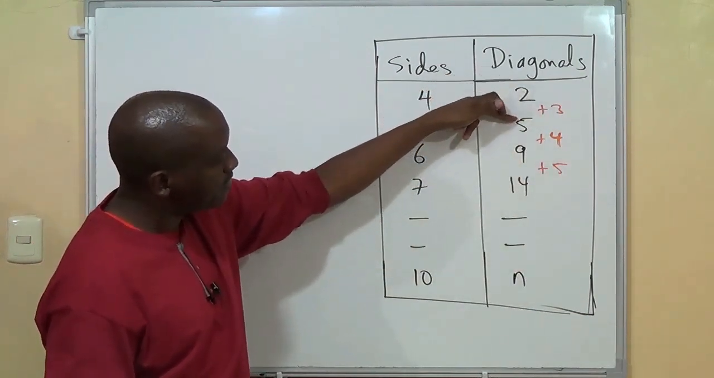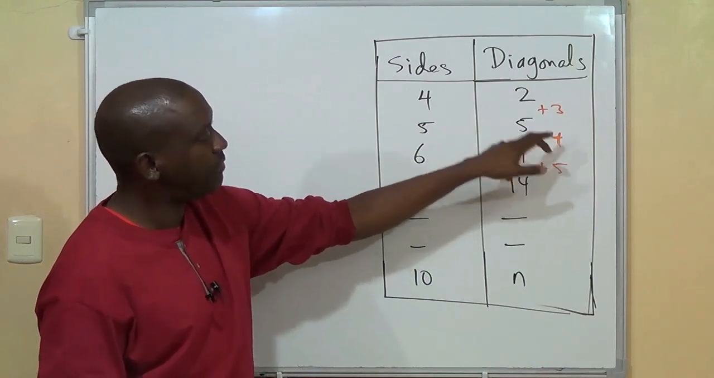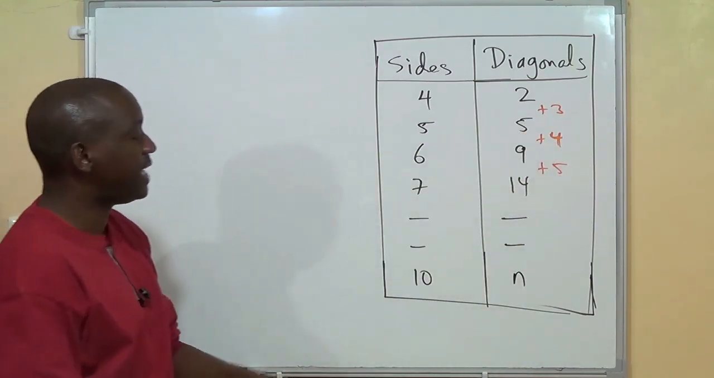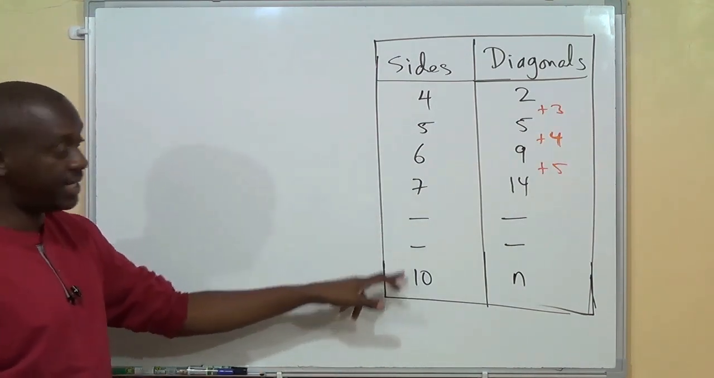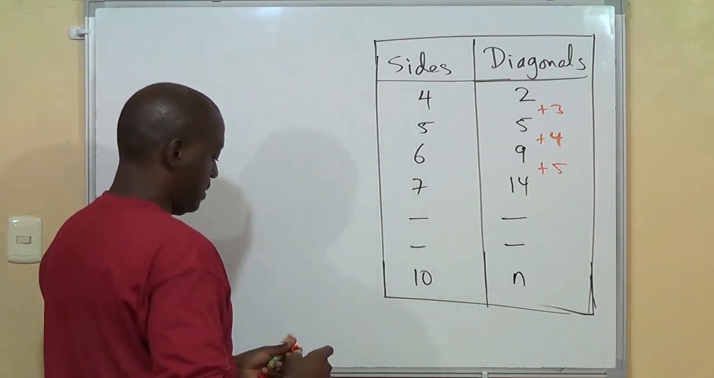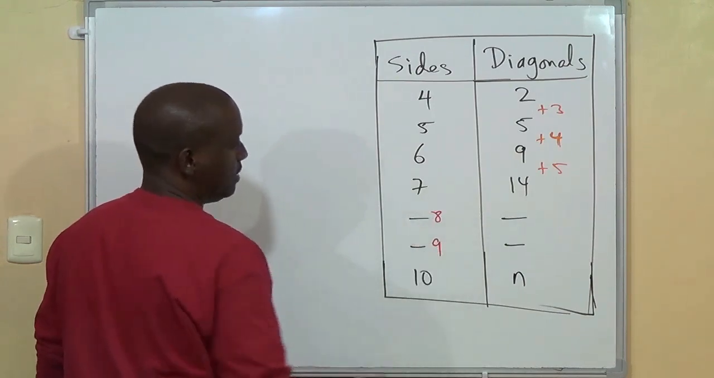So 2 plus 3 is 5. We add 1 to the 3. 5 plus 4 is 9. You add 1 to the 4. 9 plus 5 is 14. Which suggests very strongly, and in this case, because we just have 7, this would be 8, and then this would be 9, and then this would be 10. So I could come here and say 8, 9.